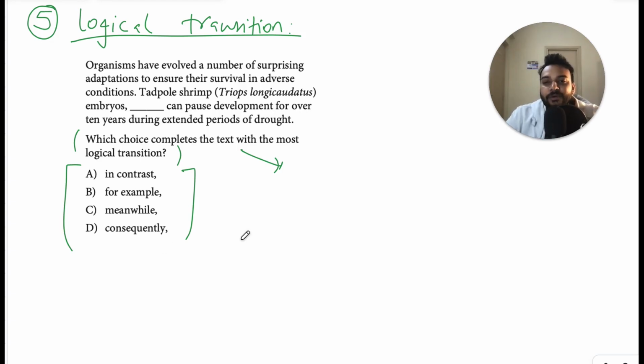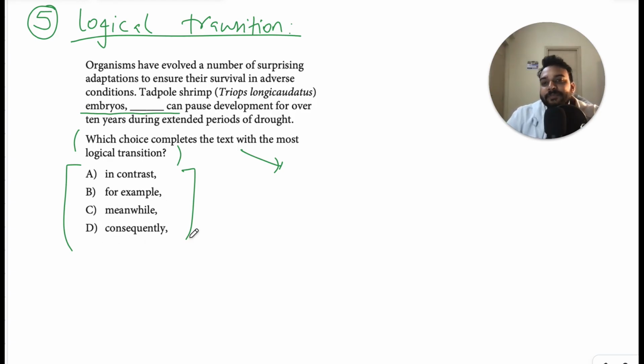So in these kind of questions, again, you can look at the options first. These are very short options. Just look at the options. So you first identify the blank, similar to the previous category of questions. Identify the blank. It's right here between embryos and can. Look at the options. In contrast, for example, meanwhile, consequently.